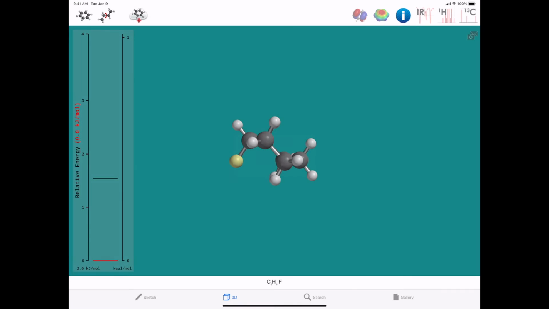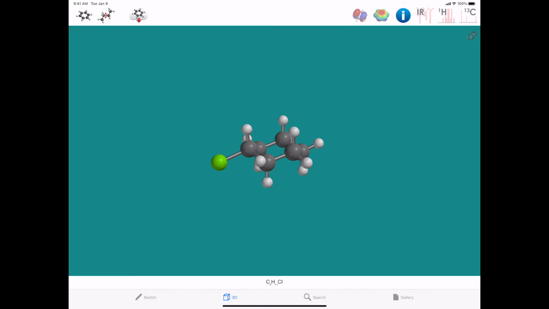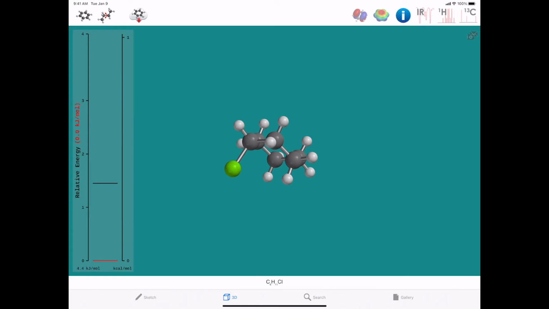Similarly, we could go back and replace fluoro with chloro. And notice that the carbon chloride bond is longer than the carbon fluoride bond.